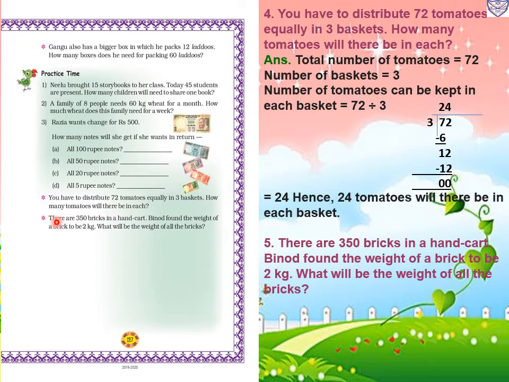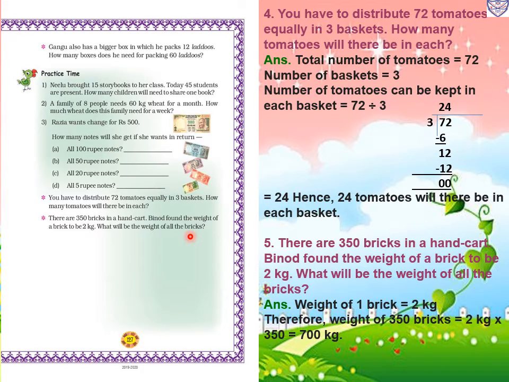Now next question. There are 350 bricks in a hand cart. Bindo found the weight of a brick to be 2 kg. What will be the weight of all the bricks? So how many bricks are there total? 350, and one brick weight equal to 2 kg. So we have to find out the weight of all bricks. So weight of one brick equal to 2 kg. So therefore weight of 350 bricks equal to 2 kg multiplied by 350. So we will get 700 kg.